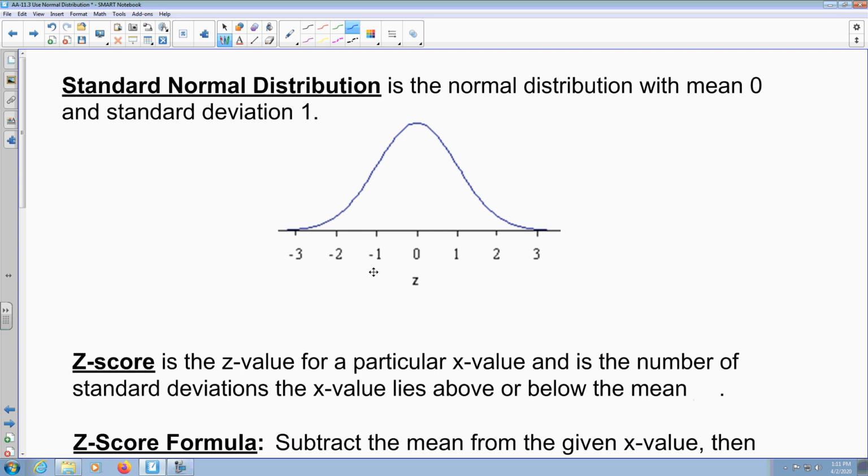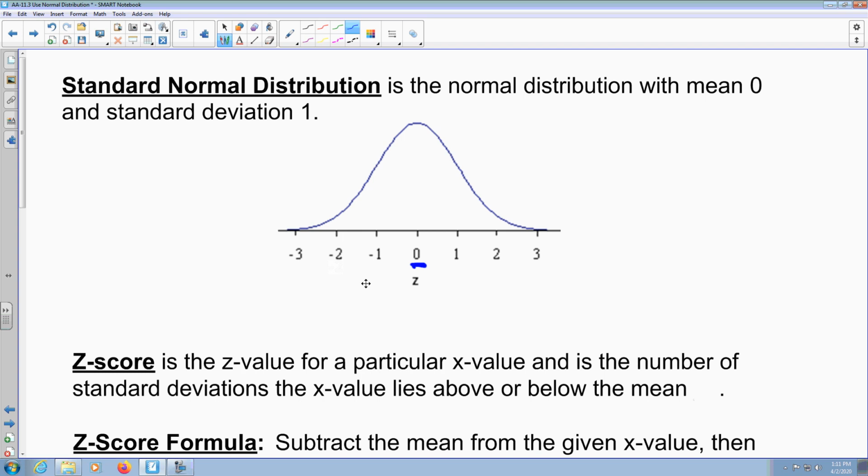All right, so now we have a standard normal distribution. So we still have the bell curve. This is a normal distribution that has a mean of 0 and a standard deviation of 1. So again, this is right in the middle, 0, then 1, 2, 3, -1, -2, -3.